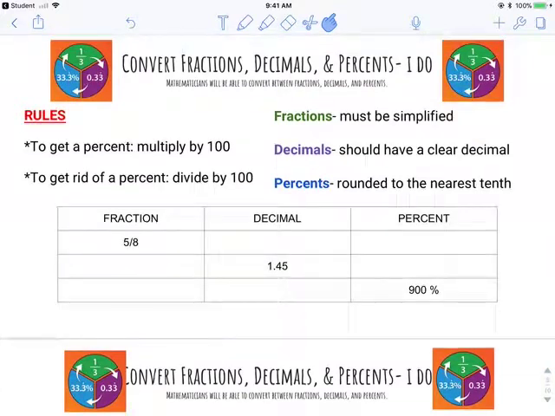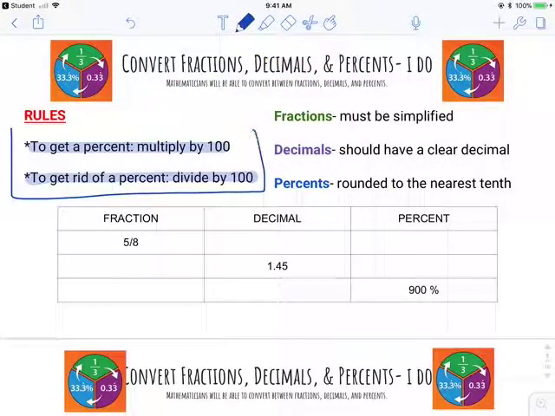Now we're going to get into the heart of our lesson with converting fractions, decimals, and percents. So there's a few rules on this page that you'll want to pay attention to. The first rule is to get a percent, we always multiply by 100 because percent is out of 100. The second rule is to get rid of a percent, we divide by 100. So this over here is all about percentages. We also always want to make sure that we round our percents to the nearest tenth. So if it's in the directions, you should always be rounding.